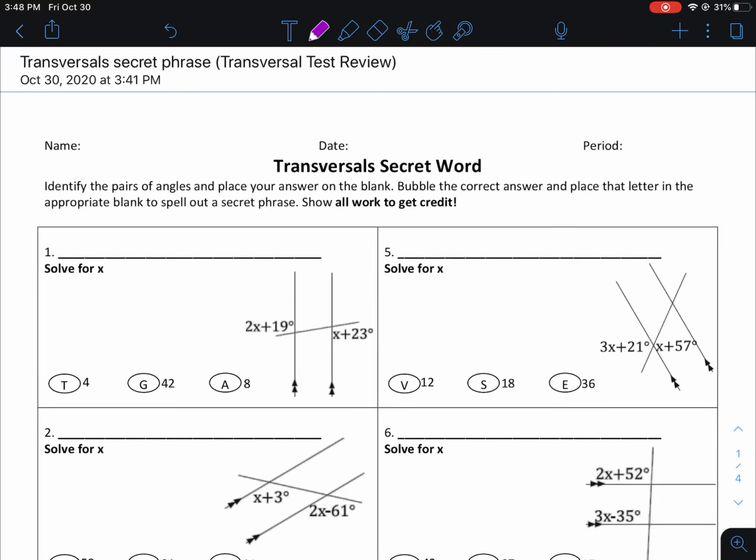Okay, guys, this is your test review for transversals, and this is just a worksheet called Transversals Secret Word. So I'm just going to get you started. You need to finish this and turn it in, obviously, before the test on Wednesday.